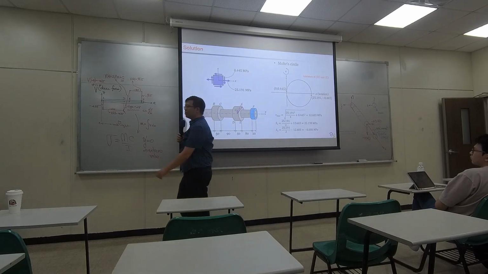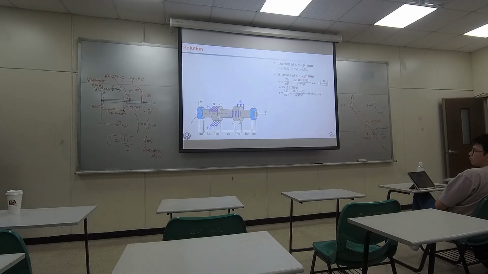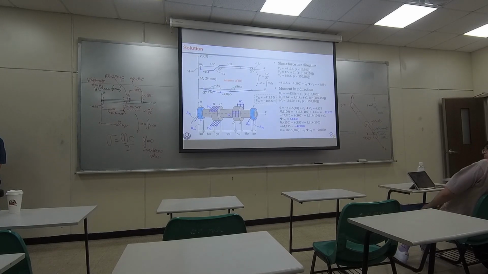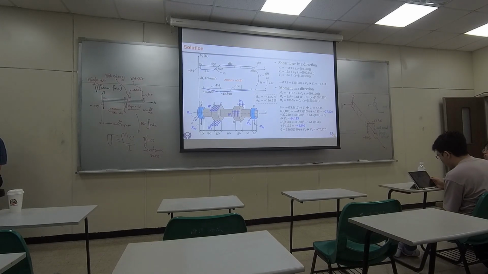Actually, we can compute deflection if you want, but it's very difficult to compute deflection in this case because it's going toward a weird direction. If you want to compute deflection, then you need to compute the deflection along y and along z, and then use a square root to sum them up.